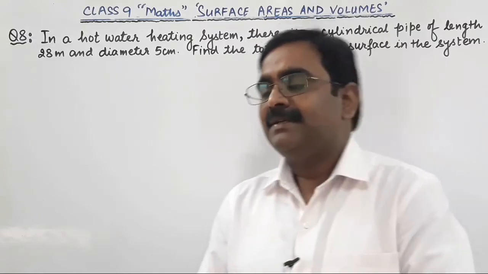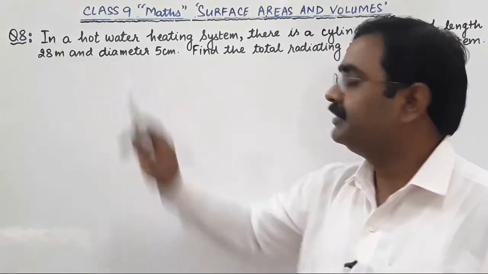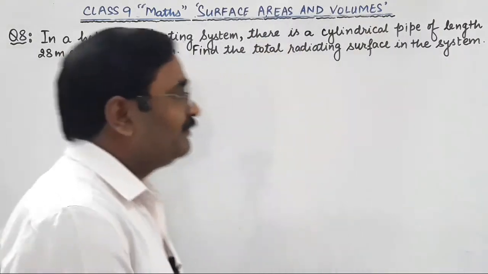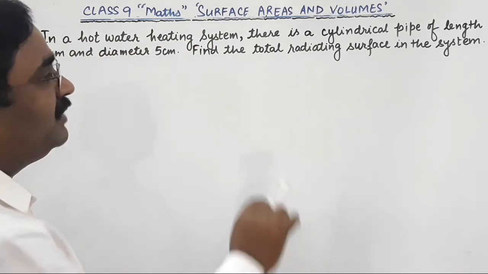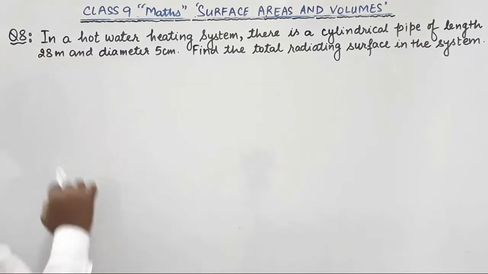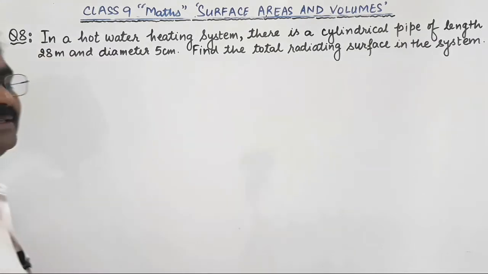Okay friends, let's see the solution of question number 8. In this it is given, in a hot water heating system there is a cylindrical pipe of length 28 meter and diameter 5 centimeter.